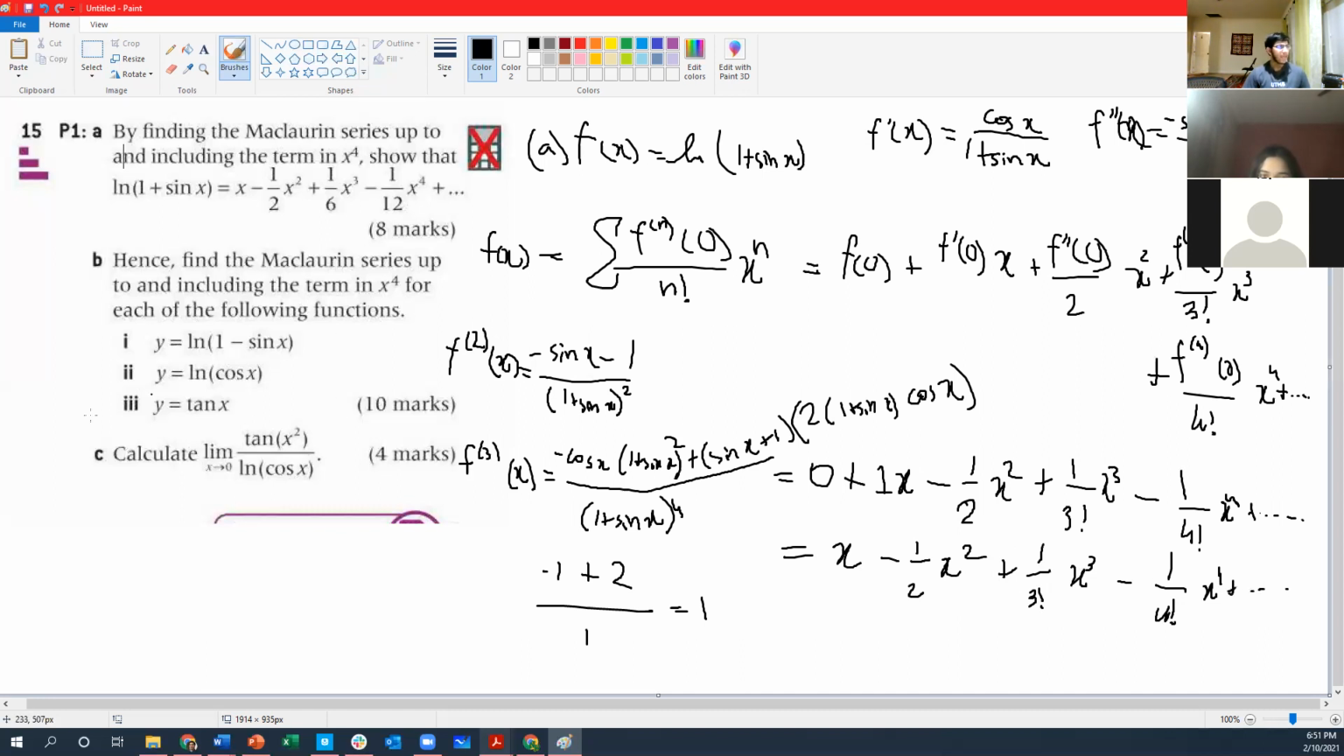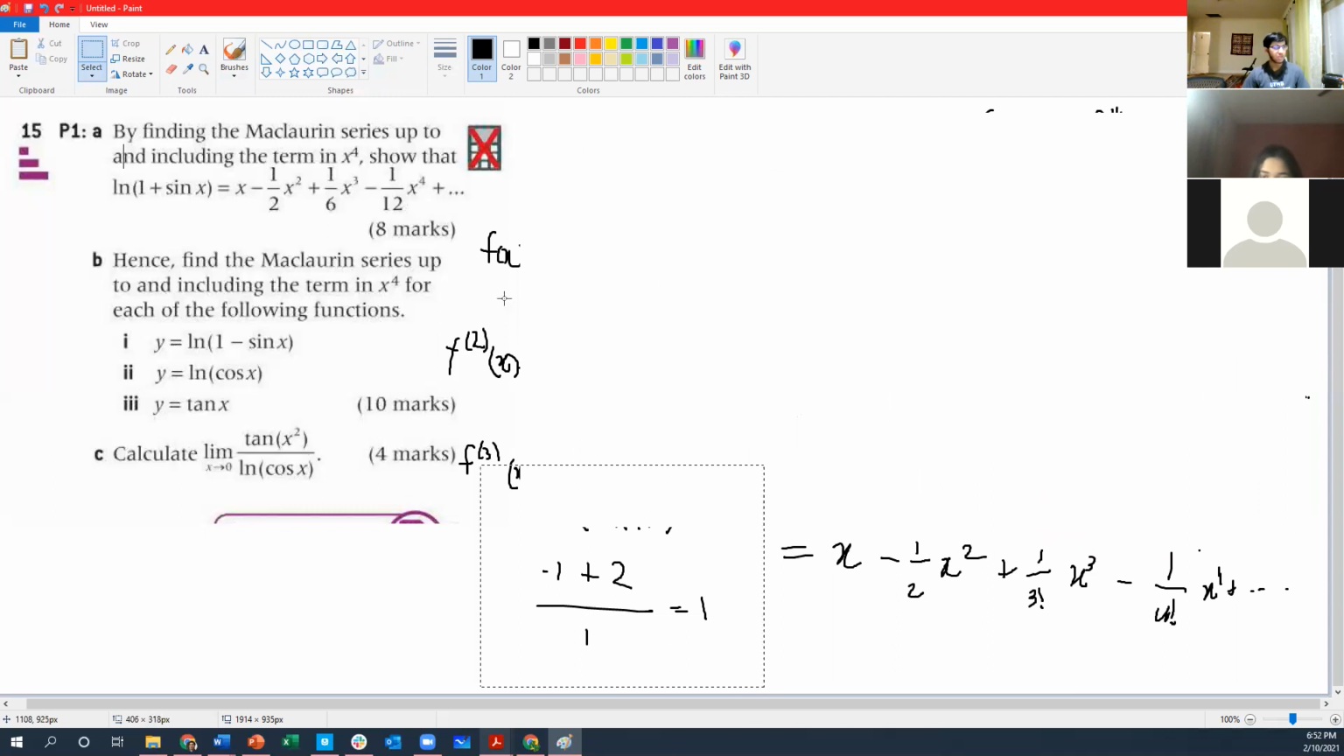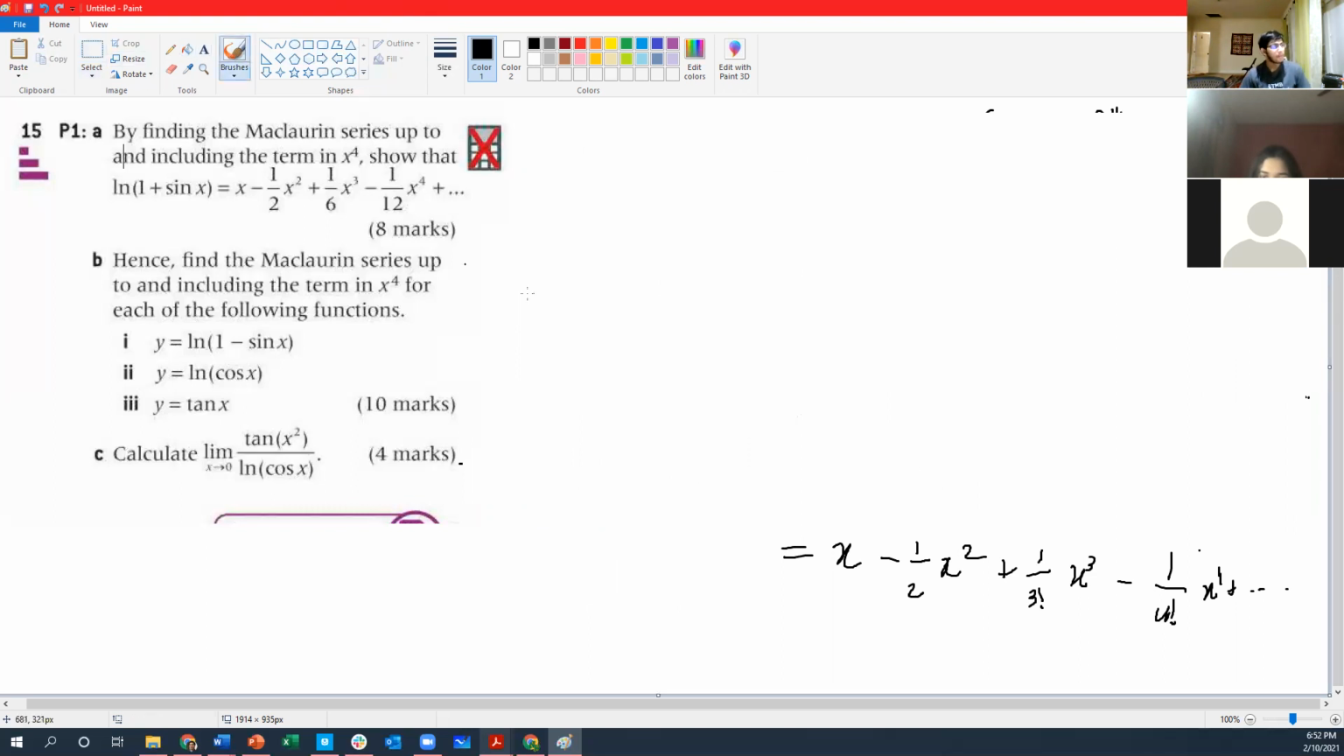Now part B, hence, find the Maclaurin series up to and including the term x to the 4th. Okay, so I'm going to actually get rid of everything but the last part that we calculated because that's really all we need. We still need stuff here. Okay, so we know that ln of 1 plus sine x equals that, right? So how can we get ln of 1 minus sine x? Do you guys have any idea how we might do that? Because we have this to our disposal, but how can we get ln of 1 minus sine x?